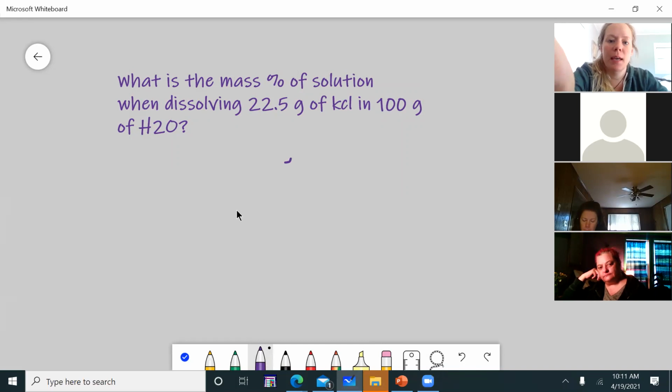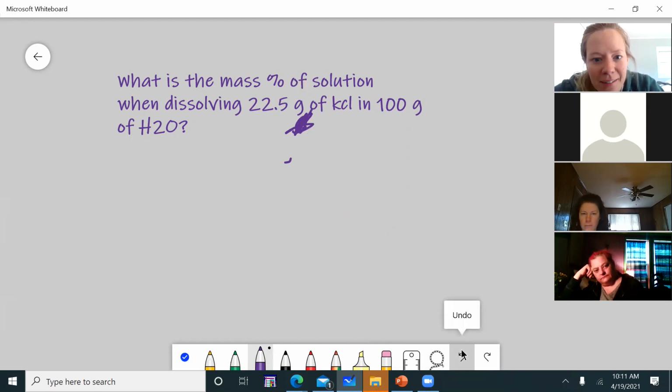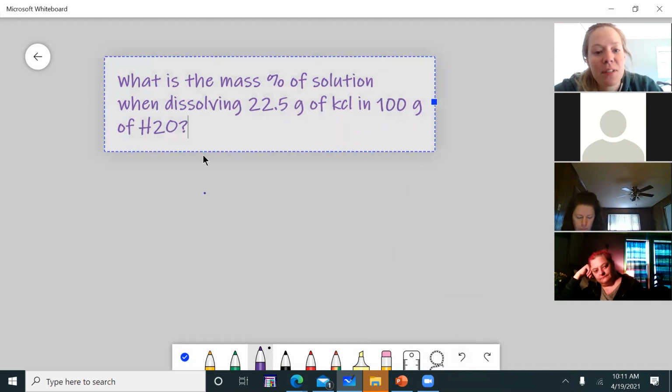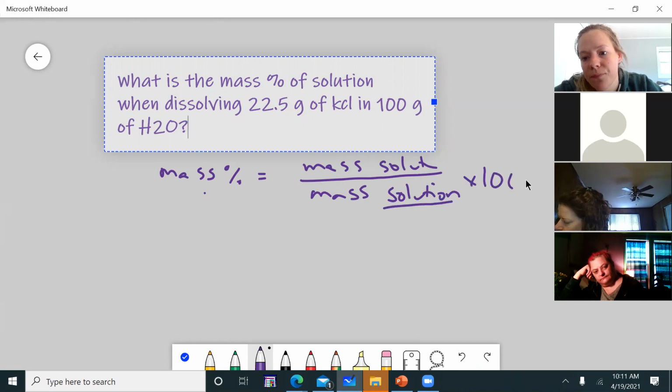Okay, so we're doing a, sorry, splattered coffee all over my screen and it's a touch screen. So we've got something that's asking about mass percent. It's always helpful to say, okay, if we're talking about mass percent, let's just write the equation out so I don't forget anything. It's going to be mass of the solute over mass of solution, times 100.